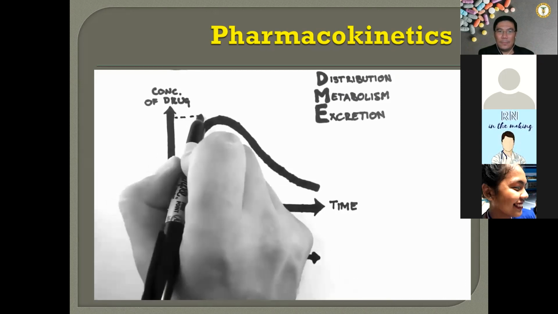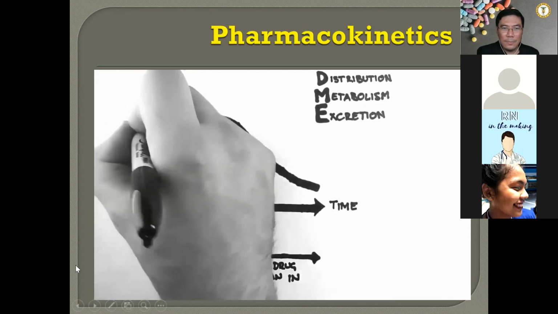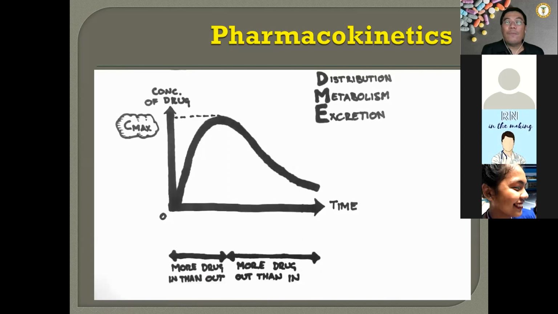This point at the top of the graph is important because it is the highest concentration of drug in the body. Therefore, we call this the maximum concentration, or Cmax. Okay, class, that's why if you will notice, drugs are given and prescribed by the doctor with specific times.